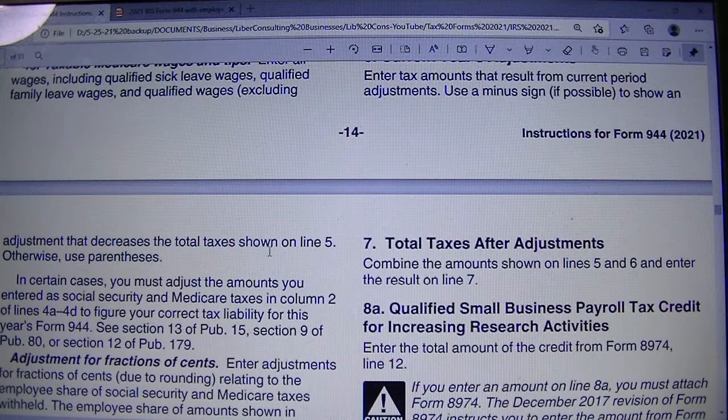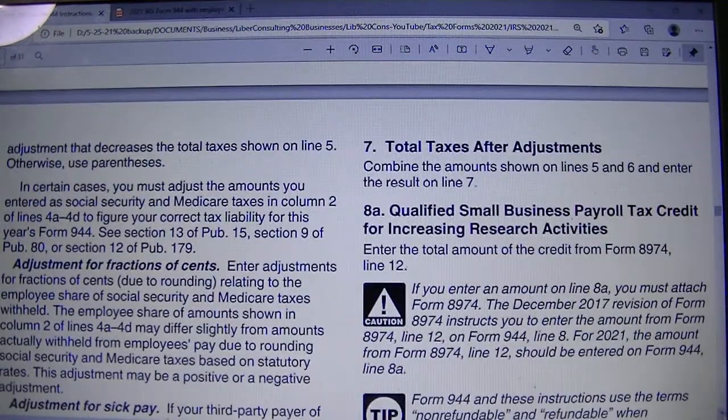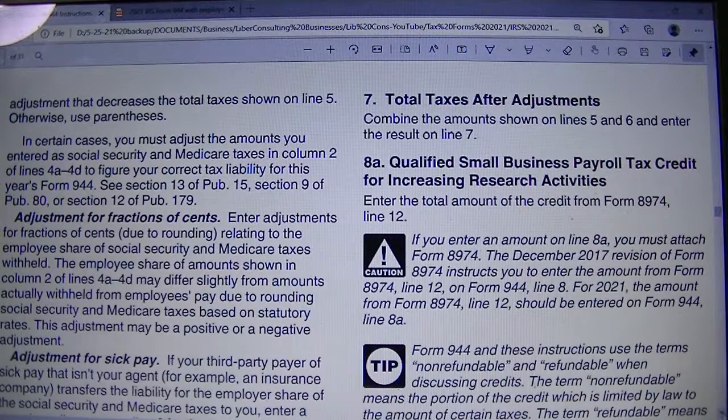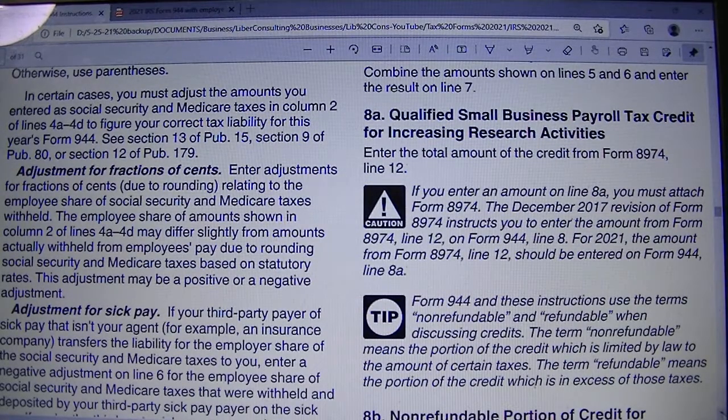So there is some adjustment, and it will be more like a rounding issue. In certain cases, you must adjust the amount you enter in Social Security and Medicaid tax in column 2, lines A and D, to figure the correct tax liability. For this year, for form 944, they went into detail on fractions of cents and adjustment for sick leave, but I'm not going to go too much into it. But that's where you will find it on page 15.